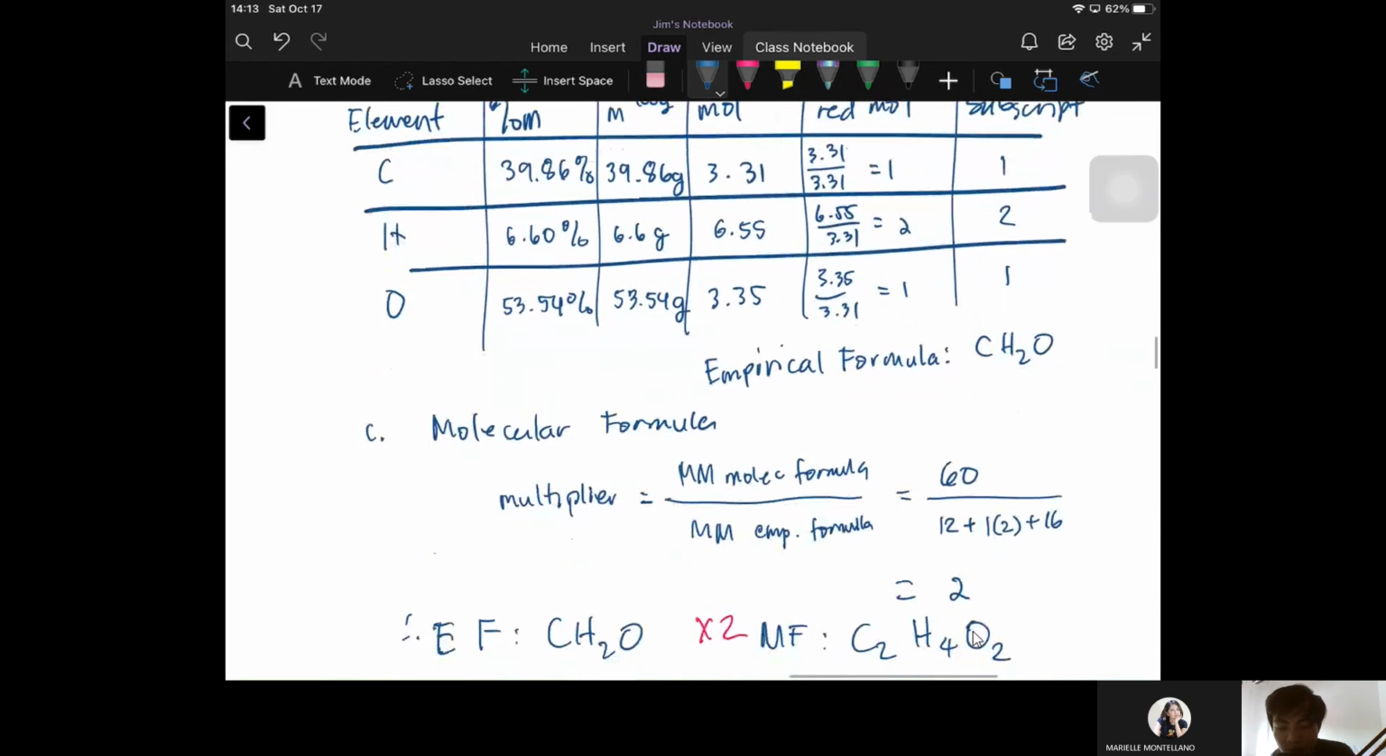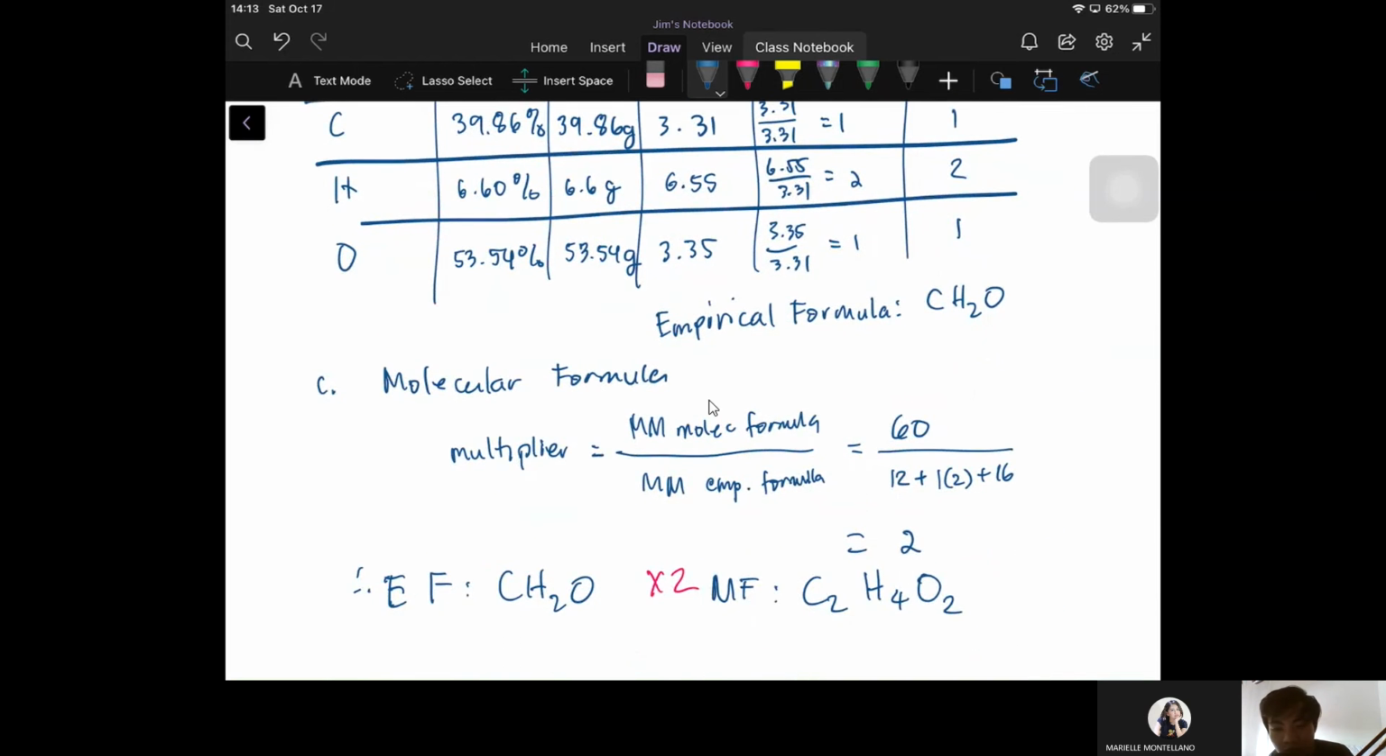If you want to determine the molecular formula, all you have to do is to get the multiplier. To what number are you going to multiply the subscripts para makuha ang molecular formula? So that's easy lang. Ang molecular formula, molar mass, given yan parati. Nasa problem yan.